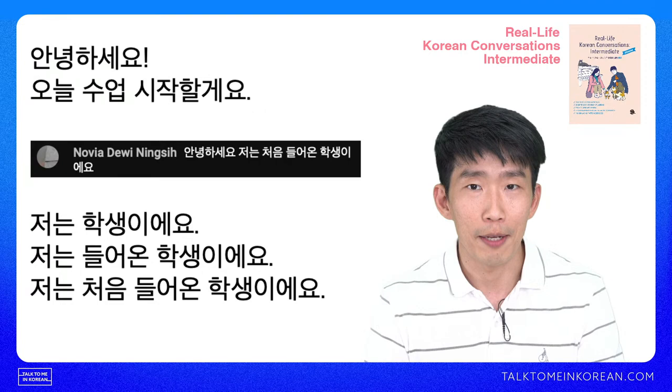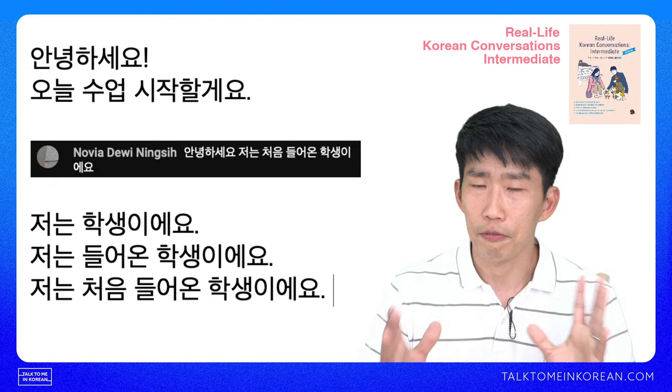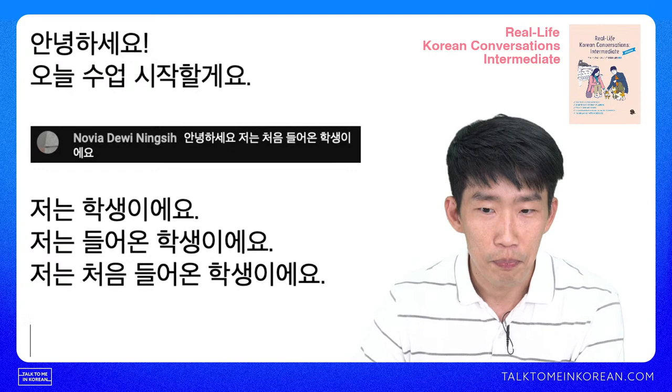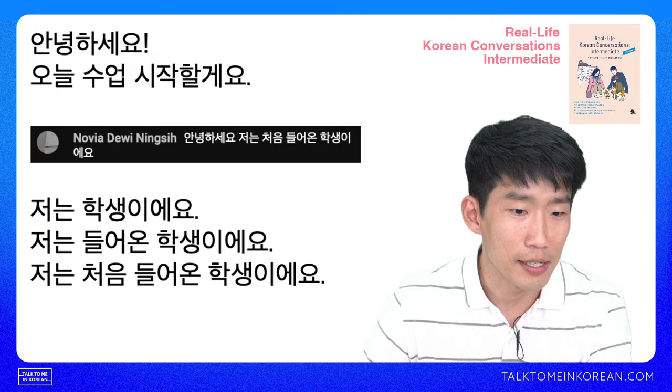And in English, you would say other things in a different structure. I'm here for the first time. And you wouldn't say like so-and-so 학생이에요. But yeah, that was a very, very natural Korean sentence. 아주 좋아요. 잘 쓰셨어요.